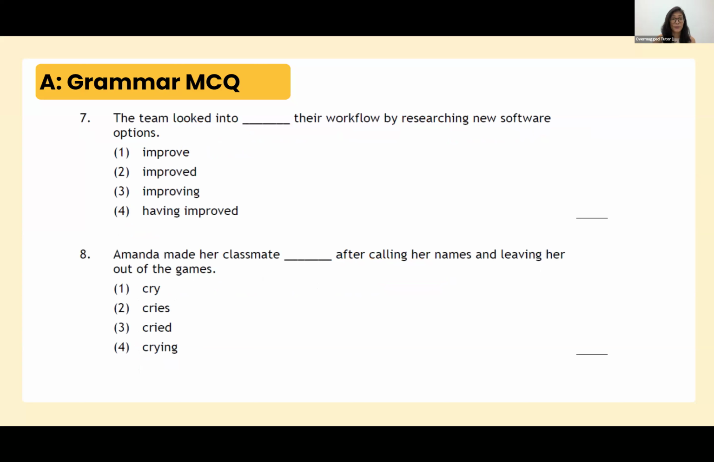Question 7. The team looked into blank their flow by researching new software options. In this particular case, did you notice something interesting about the question? There's a phrasal verb, looked into. Whenever you have a phrasal verb followed by a blank, you should be looking to place a gerund in it. A gerund is a verb that functions as a noun, and typically it's easy to spot because it ends with 3 letters, ing. So in this case, the team looked into improving.